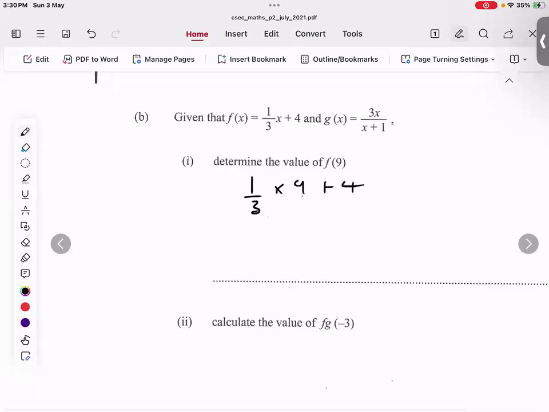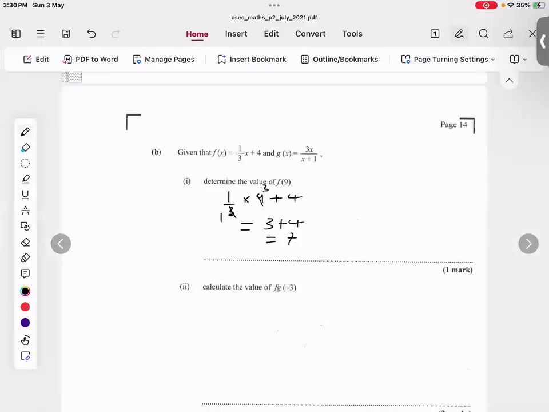Cancel the 3 and the 9. Very good, sir. So what would we end up with here? 7. That is correct. 3 plus 4, which is 7. Excellent. Good job. How many marks is that? I'm stingy. 1 mark.